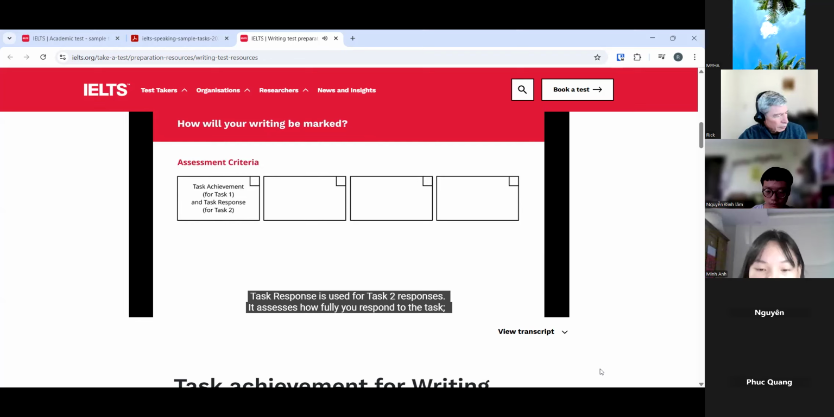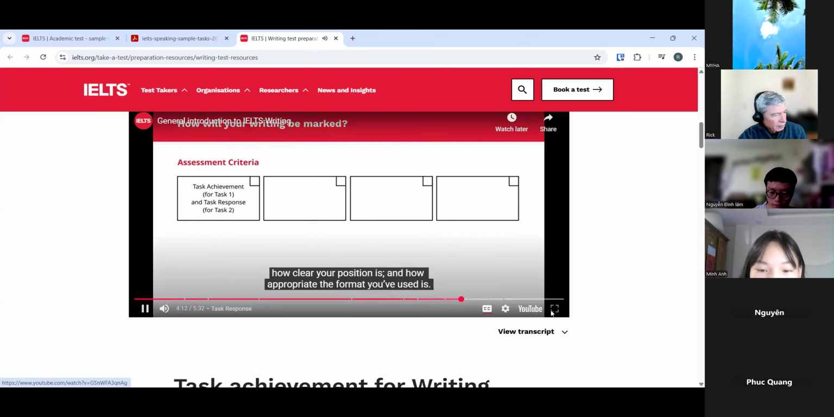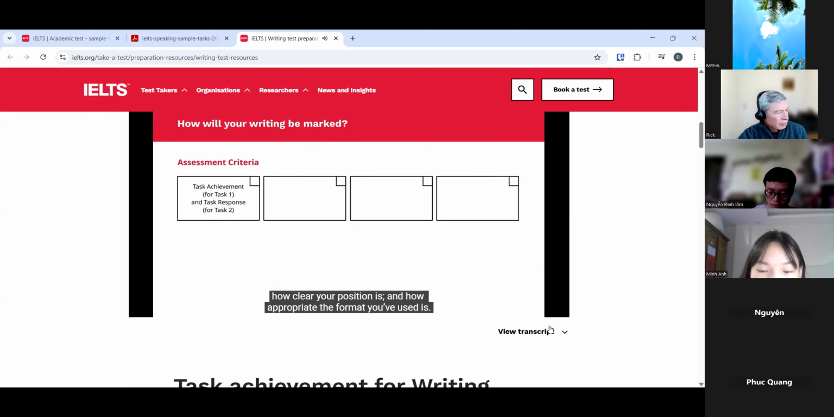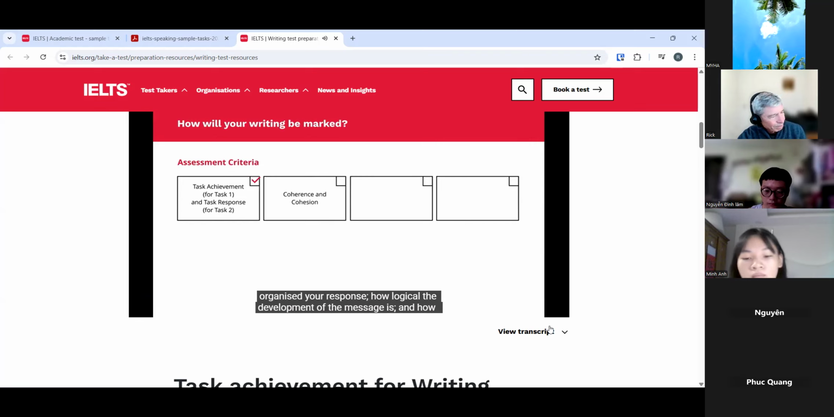Task response is used for Task 2 responses. It assesses how fully you respond to the task, how your main ideas are extended and supported, how relevant your ideas are, how clear your position is, and how appropriate the format you've used is. The second criterion is coherence and cohesion. This assesses how well you've organized your response, how logical the development of the message is, and how well you've linked the information, ideas, and language in your response.